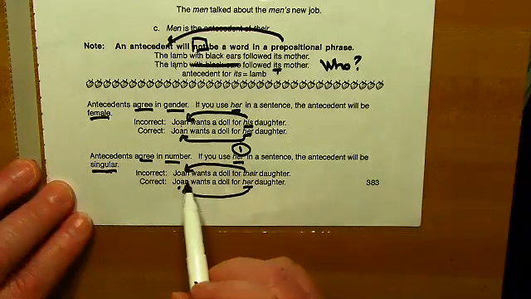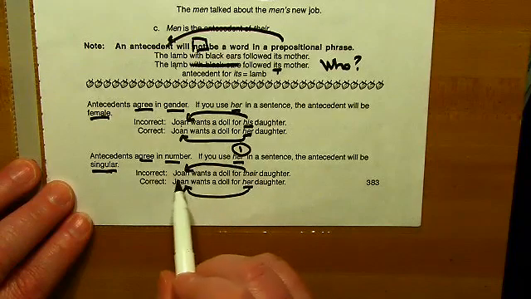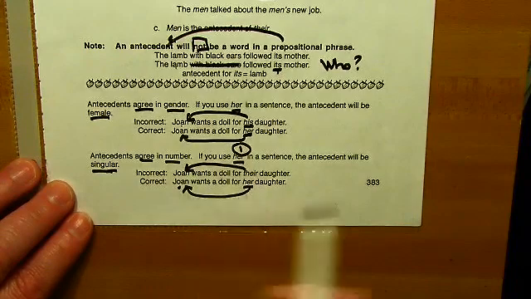All right, so Joan could be the mother, and the grandmother could be the other mother. So Joan and her mother, because that would be grandma to the daughter, want a doll for their daughter.